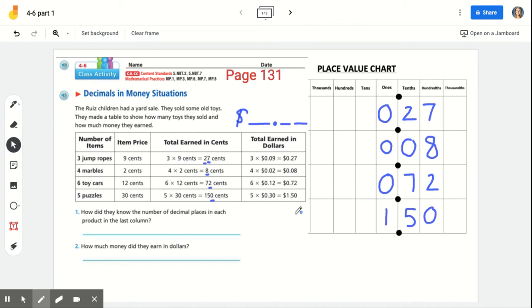All right, so now we have the 4 total products here in our place value chart. And number 1 is asking, how did they know the number of decimal places in each product in the last column? So how did they go from 27 cents, 8 cents, 72 cents, and 150 cents? How did they know to put each number into the place value holders for each one?